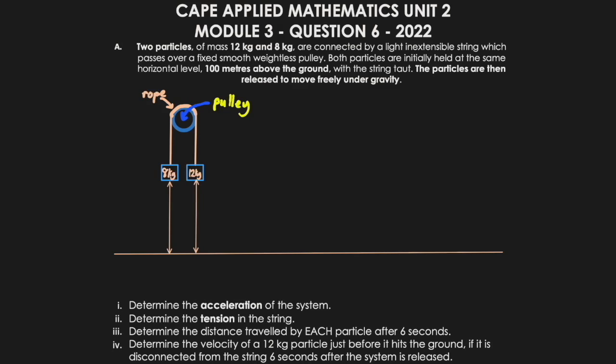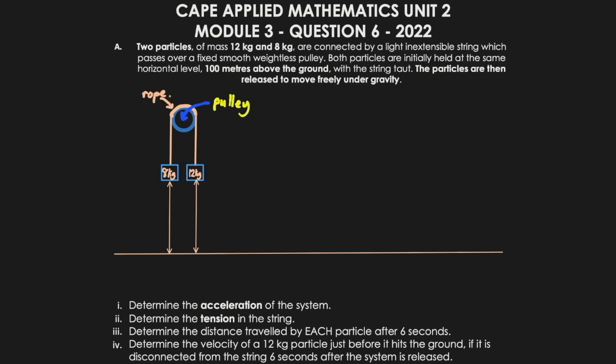We have a very interesting question here from the 2022 CAPE Applied Maths Unit 2 exam. It says two particles of mass 12 kilograms and 8 kilograms. You see I have them drawn here. So this is our 12 kilogram particle and our 8 kilogram particle. They are connected by a light inextensible string.